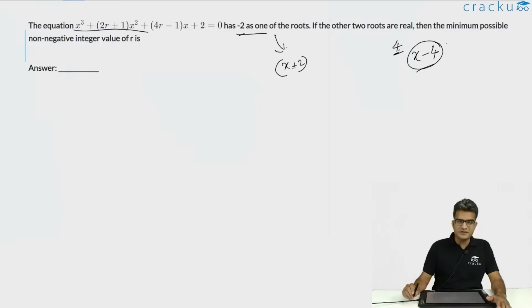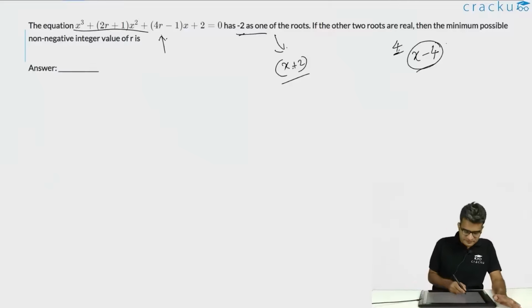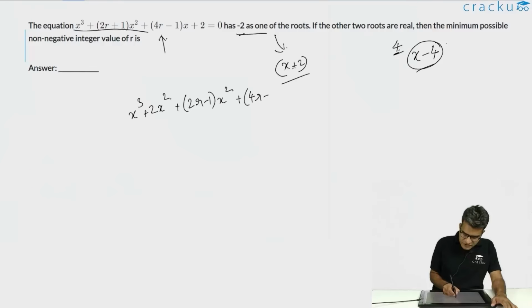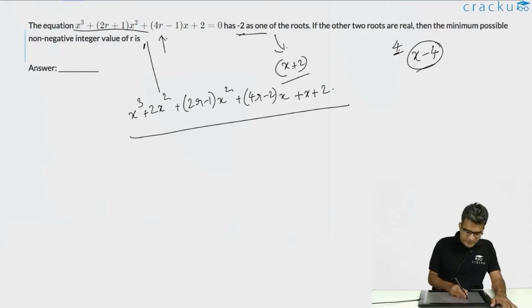Similarly, minus 2 is a root. So x minus of minus 2, which is x plus 2, has to be a factor of this given polynomial. So let us try to factorize this and take x plus 2 common. This would be of the form x cube plus 2x square plus (2r minus 1) into x square plus (4r minus 2) into x plus x plus 2. This is simply the value of this given polynomial.